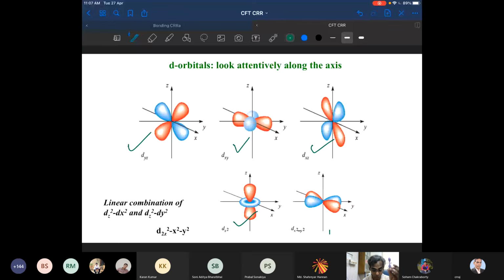And dx squared minus y squared. Just for your information, the dz squared orbital is basically a linear combination of dz squared minus x squared and dz squared minus y squared. It should have been written this way, but for simplifying we write dz squared orbital. Remember this is very important, because crystal field theory is centered on the d orbitals. You have three orbitals here and two orbitals here. I have classified them into two groups with a purpose, right?